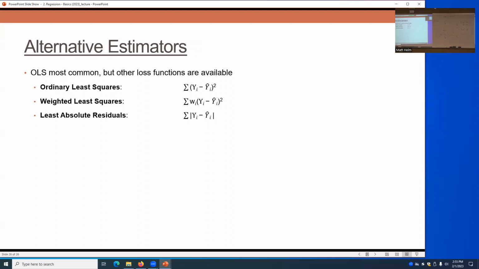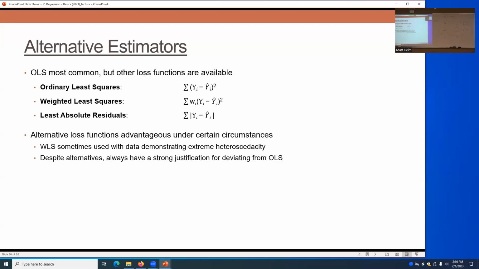So we're squaring that. Here, weighted least squares, we're adding some weights to each one of those individual things, and so there's some weighting strategies. Least absolute residuals, we're looking at the absolute residuals instead of the squared residuals. So different ways of doing this, but in general, OLS is going to be our best bet and have the best properties, which is why it's the default for most situations.